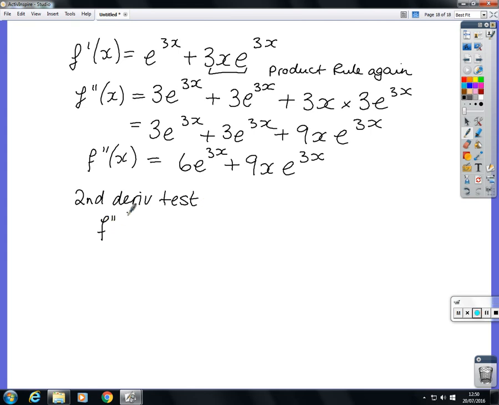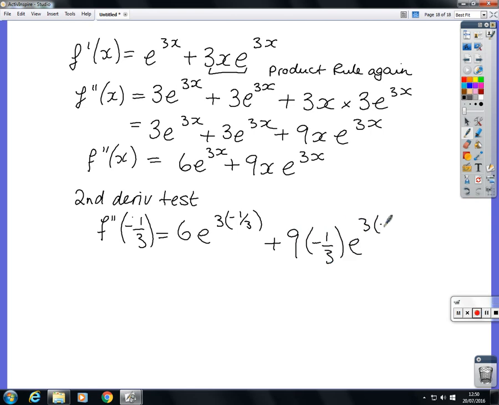If f double dash of negative a third, substitute x equals negative a third into this: 6e to the 3 times negative a third, plus 9 times negative a third, e to the 3 times negative a third. We need to evaluate this to see if it's a positive or negative number. 3 times negative a third is negative 1. 9 times negative a third is negative 3. Negative 3e to the negative 1.